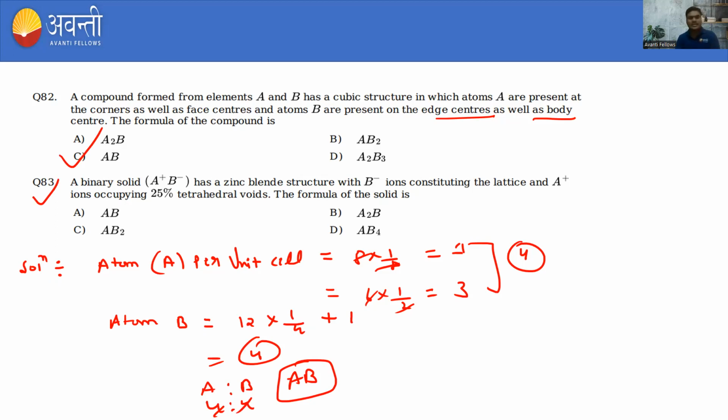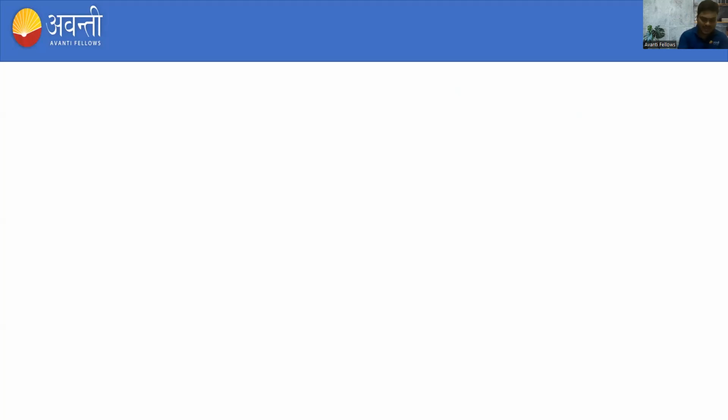So what the question asks basically: a binary solid A plus B negative has a zinc blende structure with the B negative ions constituting the lattice and A plus ions occupying 25% of the tetrahedral voids. What is the formula of the solid, right? So you have to calculate the formula of the solid, right? So let's see quickly what the formula will be.